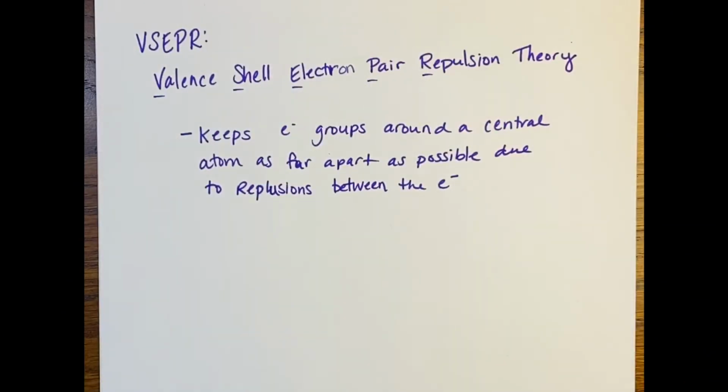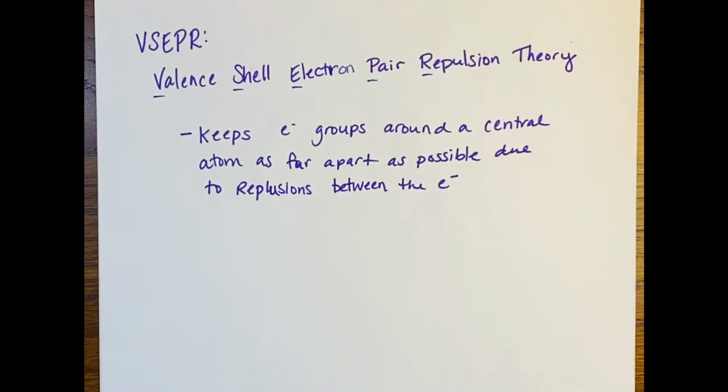Our next topic includes a discussion about bonding. We're going to be looking at how all of the atoms that we predict from Lewis structures will make the bonds that we predict based on those Lewis structures. So the theory of bonding that we're going to be looking at is called VSEPR, and it stands for Valence Shell Electron Pair Repulsion Theory.